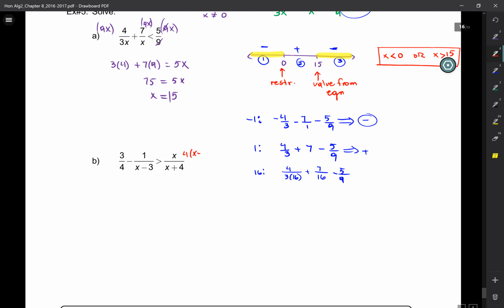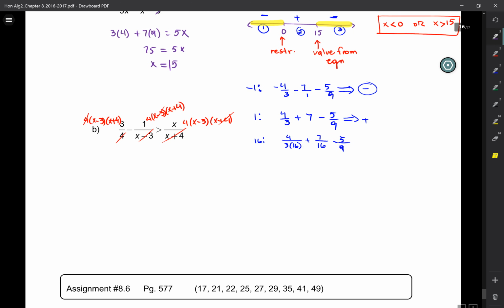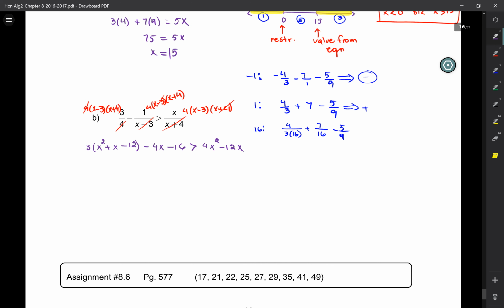Right, so here we're going to multiply by 4, x minus 3, x plus 4. Okay, the 4's go away, the x minus 3's will go away, and so will the x plus 4's. So here I get 3 times x squared plus x minus 12 minus, I'm going to distribute, 4x minus 16 is greater than 4x squared minus 12x. Okay, I'm distributing. So here I get 3x squared plus 3x minus 36 minus 4x minus 16 is greater than 4x squared minus 12x.